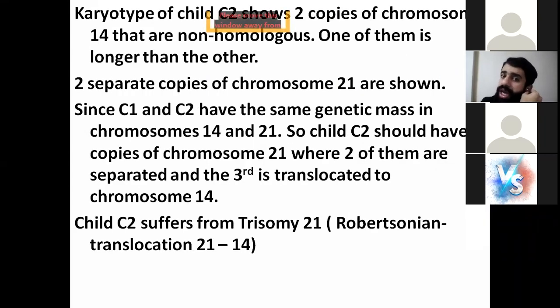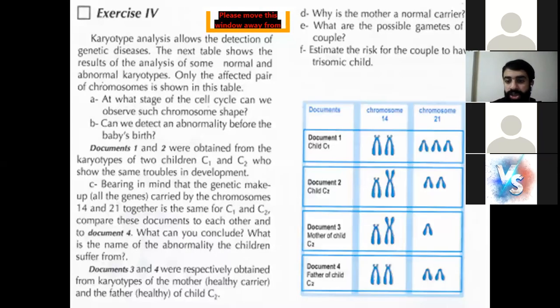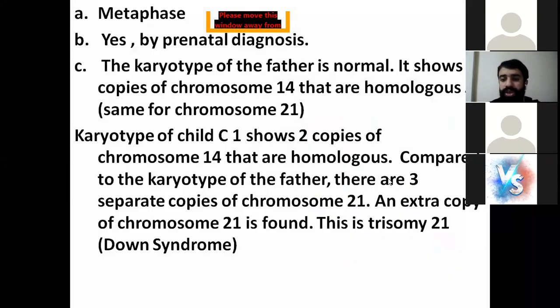The karyotype of child C2 shows 2 copies of chromosome 14. They are non-homologous. One of them is longer than the other, while we have 2 separate copies of chromosome number 21. But bearing in mind that they said child C1 and C2 have the same genetic information, the same genetic makeup in both chromosomes 14 and 21. So child C2 has copies of chromosome number 21, where two of them are separated, as shown here, while the third one was translocated to chromosome number 14.